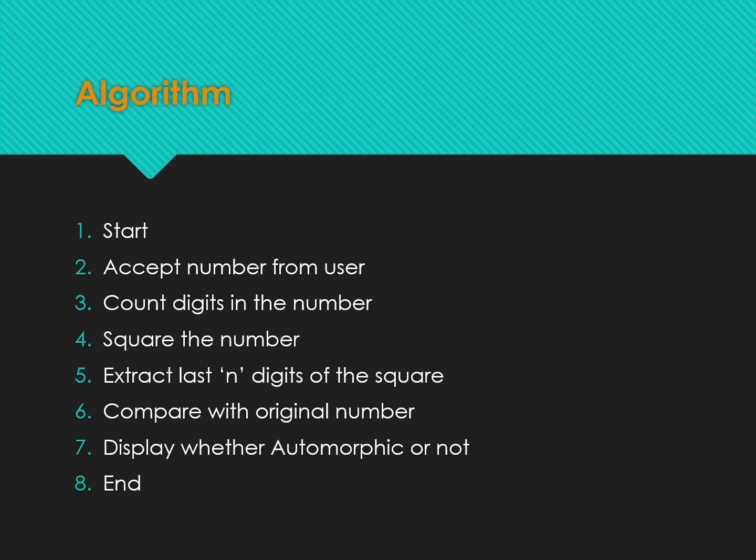Let's go through the algorithm step by step. First, start the program and accept a number. Then, count the digits in the number and find its square. Next, extract the last n digits of the square, where n is the number of digits in the input number. If this matches the original number, it is automorphic. Display the result and end the program.